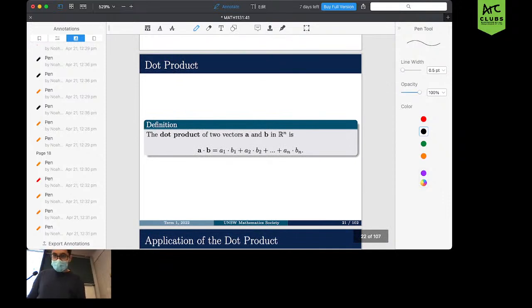So quickly, the definition of the dot product. Well, the dot product of two vectors, A and B, is just the product of its components summed together. So A1 B1 plus A2 B2, all the way up to AN BN.